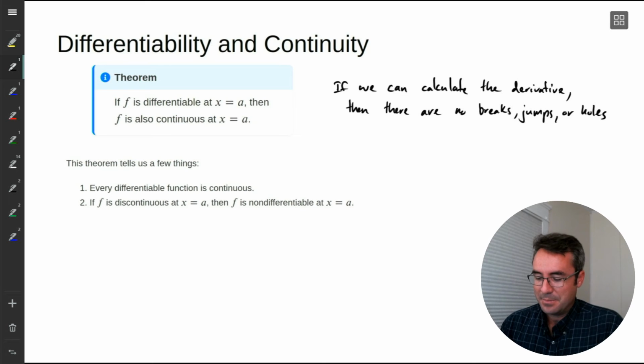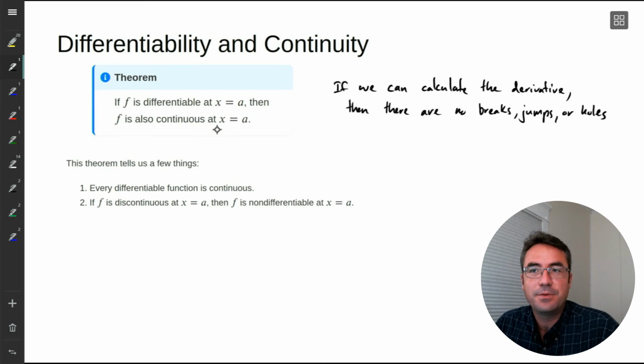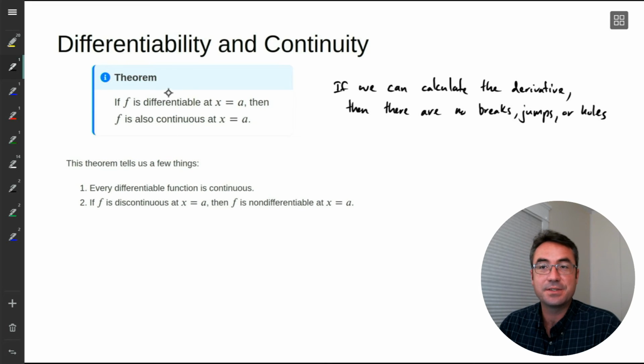And it kind of works in reverse in some way. So if you know your function is discontinuous at a location, if you know your function does have a jump or does have a break in the graph, well then that function is automatically non-differentiable at that location. So this theorem, if you read it one way, says every differentiable function is continuous. If you read it as what we call the contrapositive, what it says is that if this doesn't work, then this doesn't work. So if f is discontinuous, then f is non-differentiable.